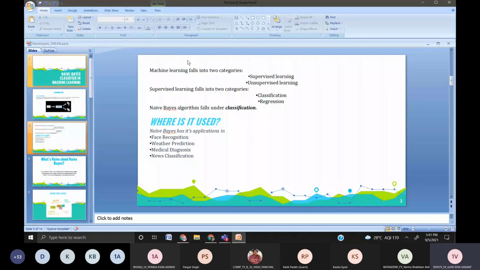Machine learning also falls into two categories, that is supervised and unsupervised learning. Supervised learning again falls into two categories, that is classification and regression. The naive Bayes algorithm falls under classification because we are basically classifying two different types of answers. It's actually based on two types, right?